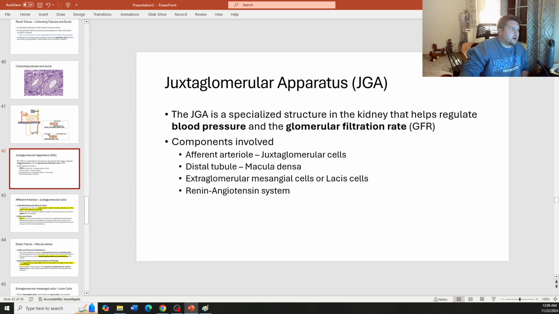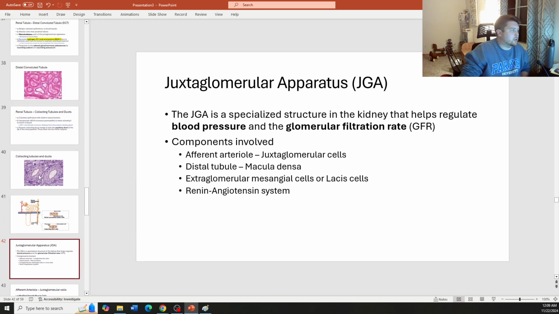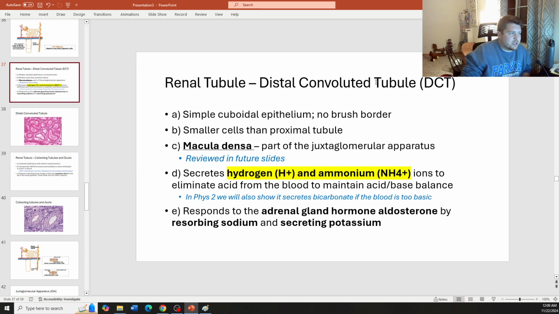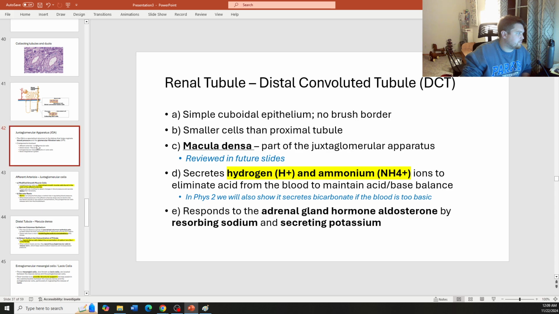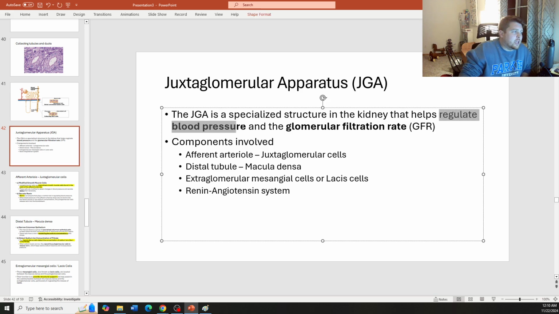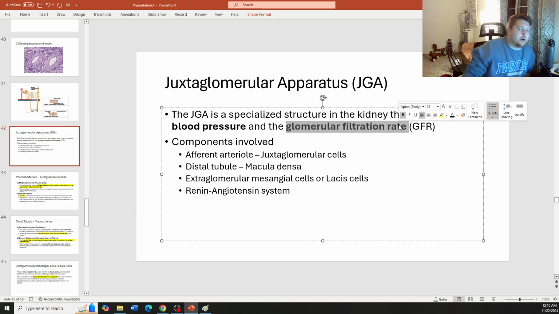Now we're going to talk about that juxtaglomerular apparatus, which is specifically connected to our distal convoluted tubule. So the juxtaglomerular apparatus, this is a specialized structure in the kidney. Its job is to regulate blood pressure as well as help to control glomerular filtration rate, or GFR. This is how much filtrate we're pulling out of the blood.